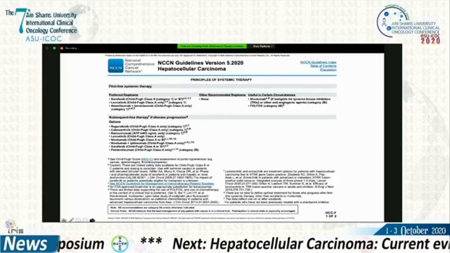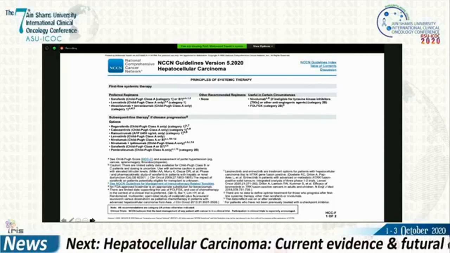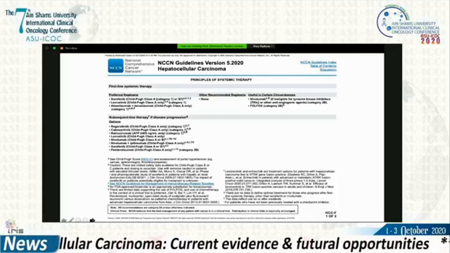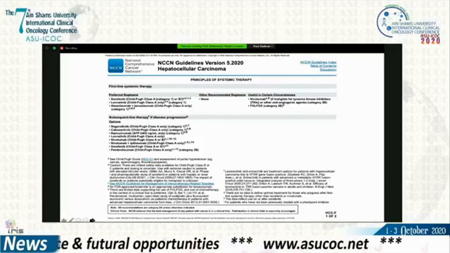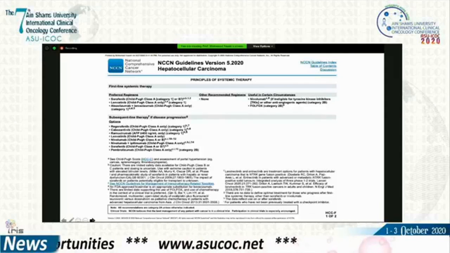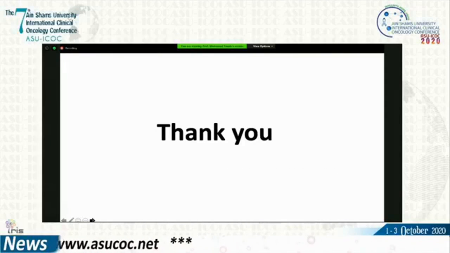We have regorafenib, cabozantinib, ramucirumab, lenvatinib, nivo plus ipi, sorafenib, and pembro. And as we said before, if sorafenib was not used in first line, we have sorafenib and lenvatinib in second line.